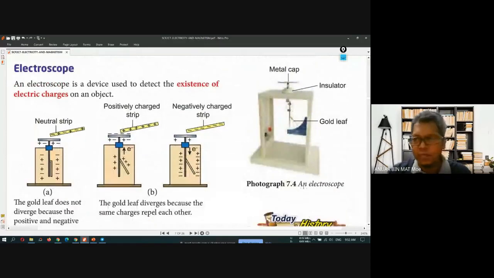Electroscope. An electroscope is just a device. You just remember, it is a device used to detect electrostatic charges. That's all. Later on, I will show you the video.